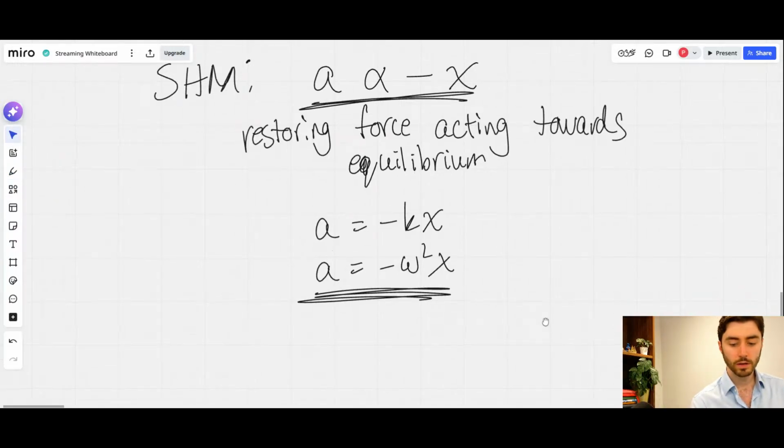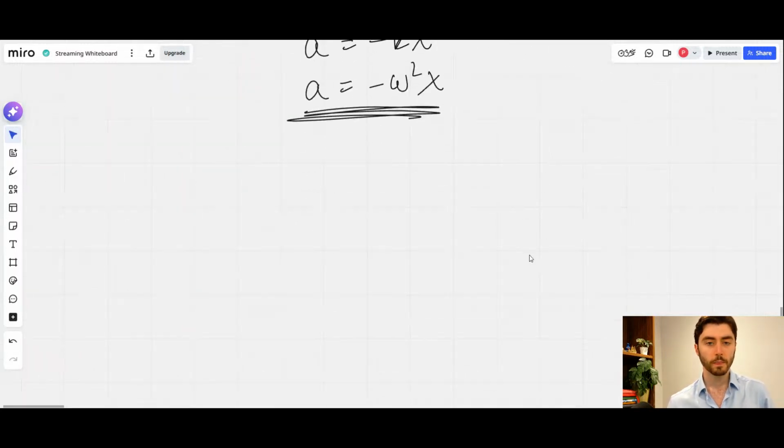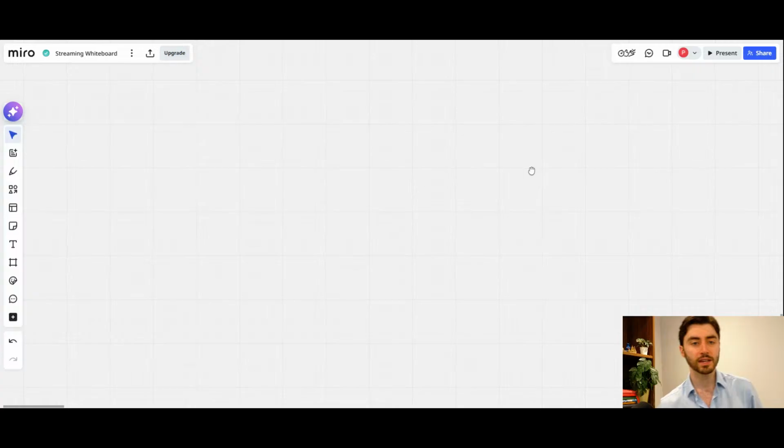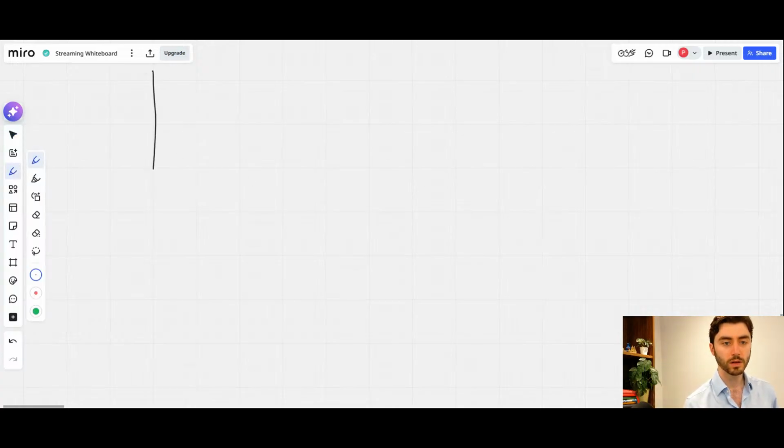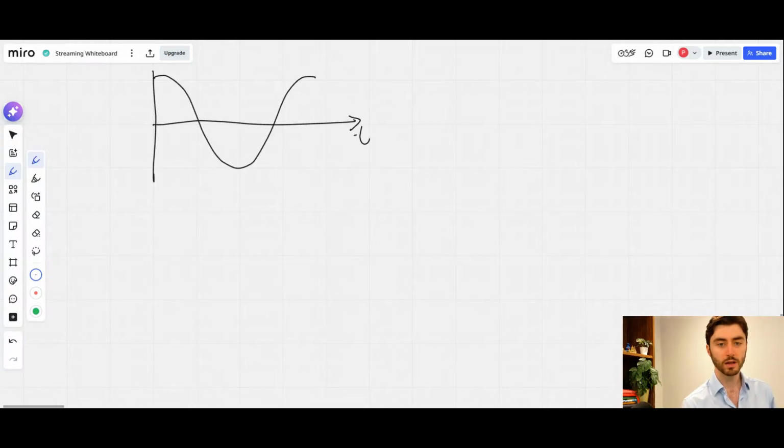Now, how can we prove this? Well, what we know is with these oscillations, it's going to be sinusoidal in form. So we know that you're going to have a cos motion for a displacement. So we can say that x is equal to, let's say, A for amplitude, cos omega t, where omega is the angular frequency.